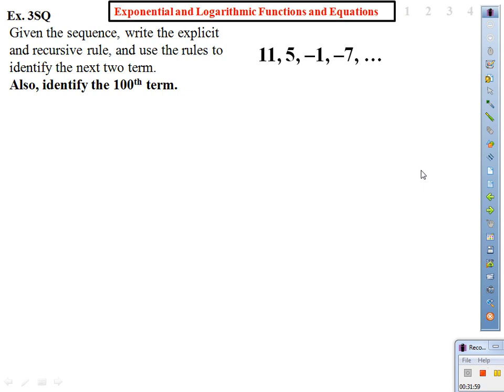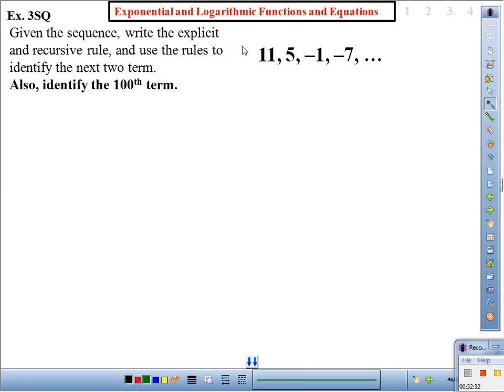So look up, copy the sequence, and I want you to copy the bold instructions down here. Example 3, Super Q says, given the sequence, write the explicit recursive rule and use the rules to identify the next two terms, but also identify the 100th term. Yeah, let's go. The sequence given is 11, 5, negative 1, negative 7.